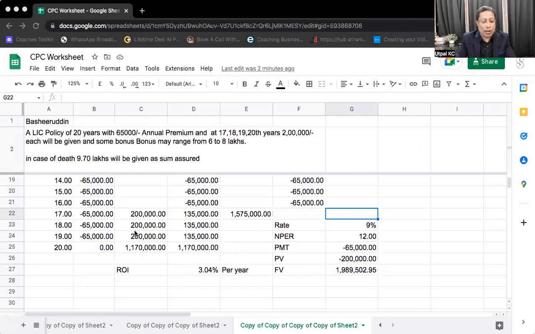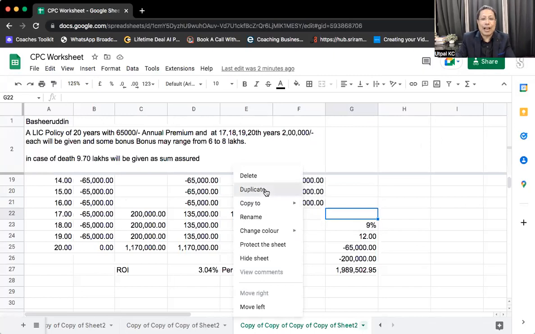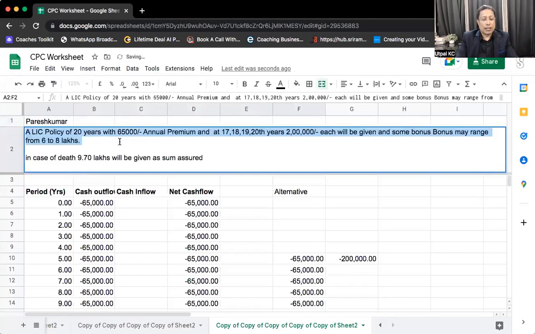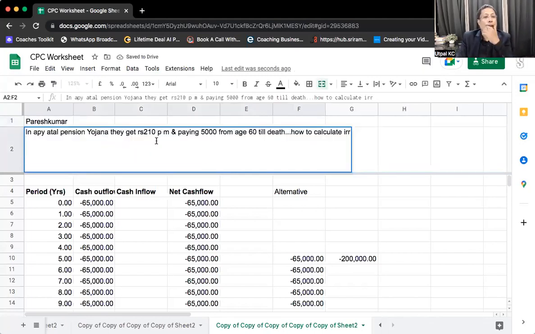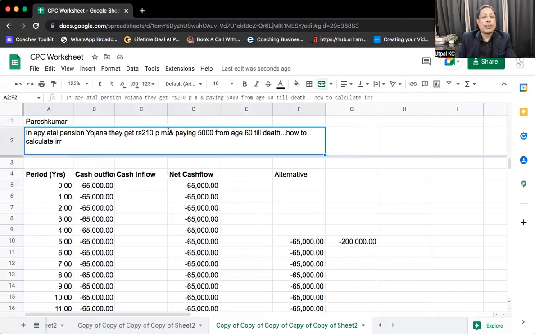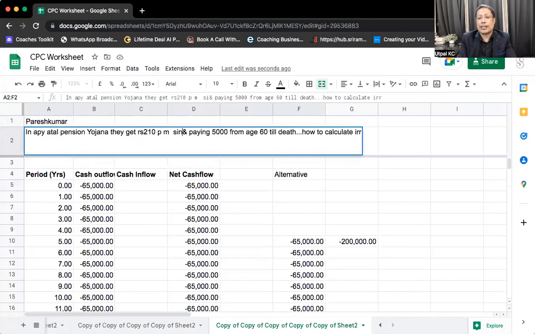Okay. So now this is very important and interesting. Let me see if I can help you out. You see, if it becomes very complex, then I'll not go for it, because that will take a lot of time to make you understand. But if it is easy, okay. API, Atal Pension Yojana, they get rupees 210 per month and paying 5,000 from age 60 till death. So they get rupees 200 per month since 18 years. Am I right? Since 18 years.